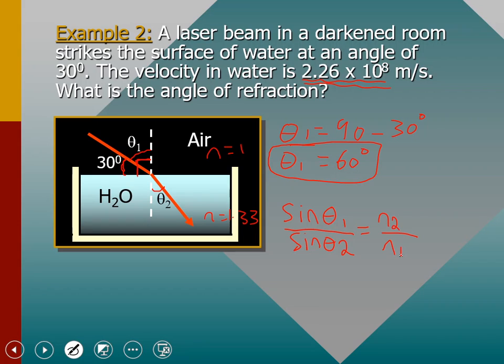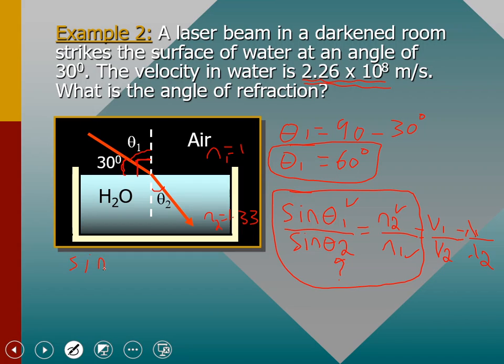n2 divided by n1, which equals v1 divided by v2, which equals lambda 1 divided by lambda 2. N1 is given, N2 is given. Here we have N1, here we have N2. Theta 1 we already found, and we need to find theta 2. Everything is given here. Simply, we're going to use the first part of the equation, since in the given we have the indices of refraction and theta 1, and we need to find theta 2.